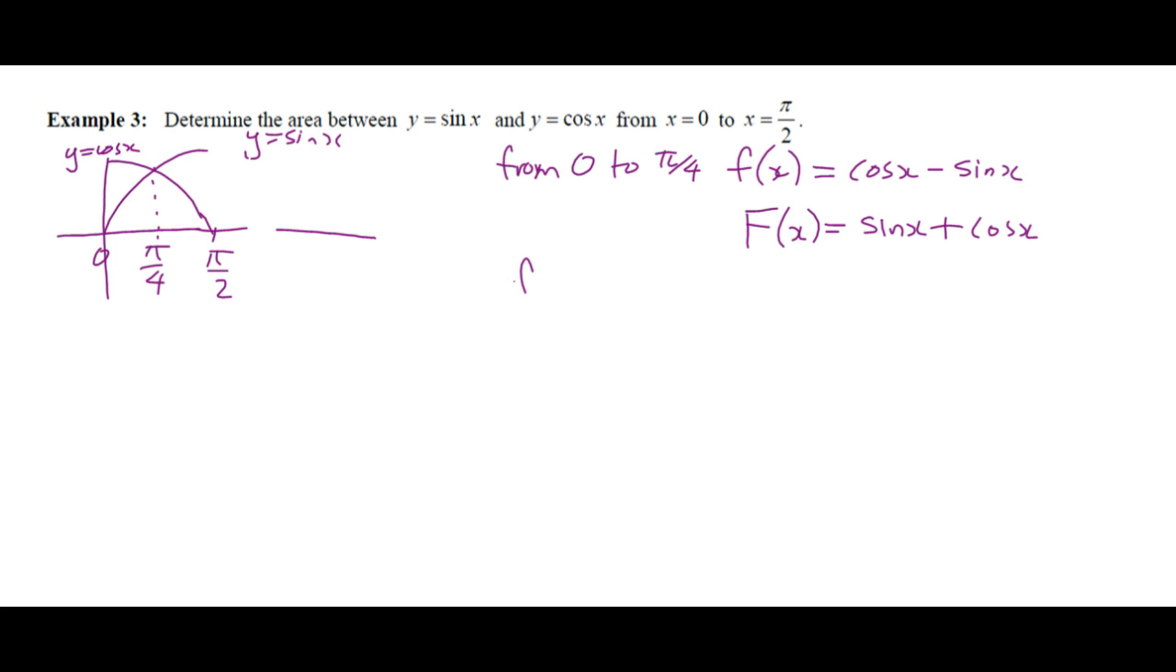From pi over 4 to pi over 2, then our function, again, we want to do upper minus lower. Now in this case, the upper is sine x, so it'll be sine x minus cos x. And the derivative of that, or sorry, the antiderivative of that, and if I said derivative before, I meant antiderivative, will be negative cos x minus sine x.